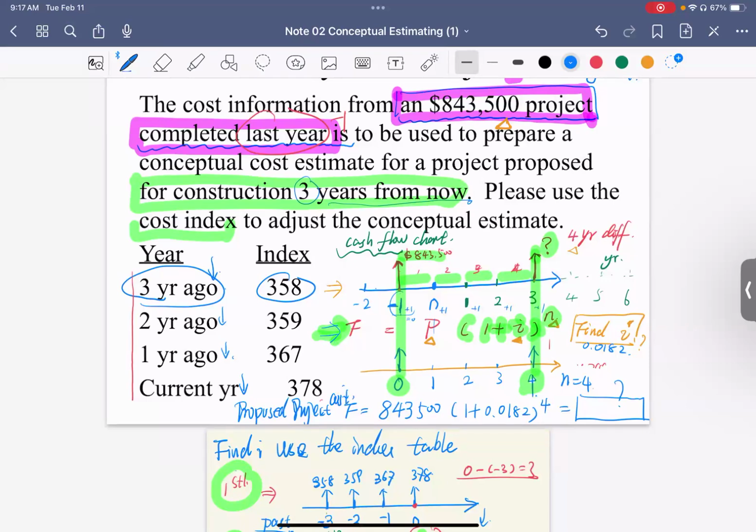So who can give me the final result? Josh? Josh is not here? Give me 1 second. Oh, okay. Okay, good.